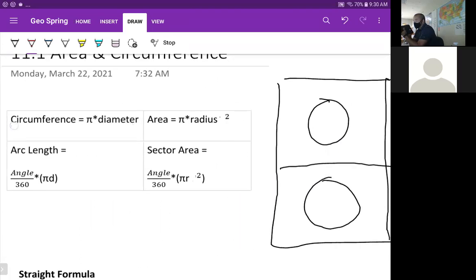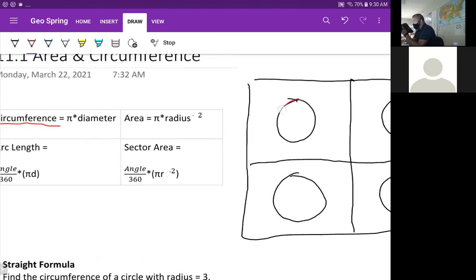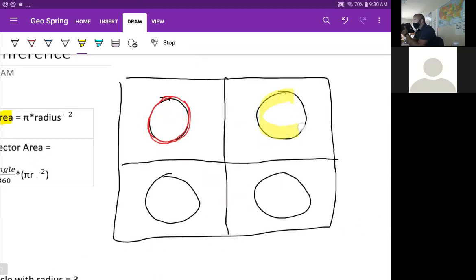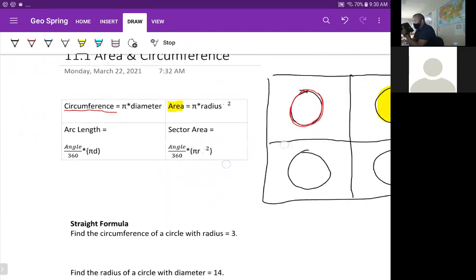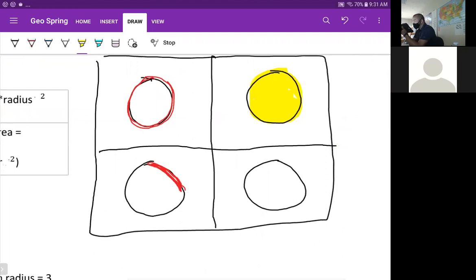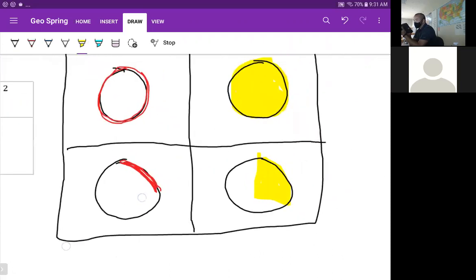So when you look at circumference, circumference is this outside part here. That's the outside part of the circle. That's the circumference. Then area, that's the inside. So this is the area, all this on the inside. Then when we look at arc length, so now you're just looking at a piece of this. So arc length is like however much you're looking at here. And then sector area, you're just looking at like a section here. So not the full thing, but just part of it. So that's what we're looking at.